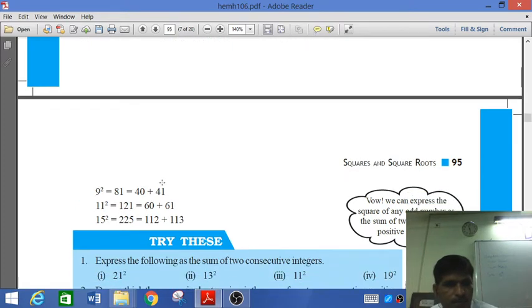Now we are trying this. Express 21 square. 21 square is equal to 441.